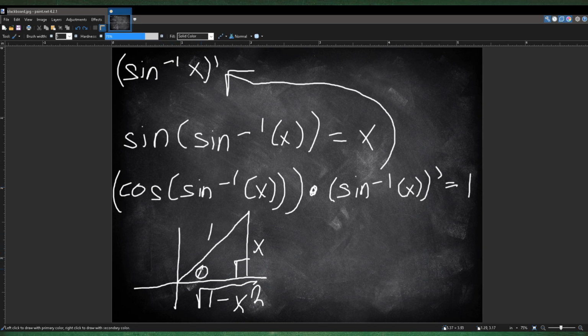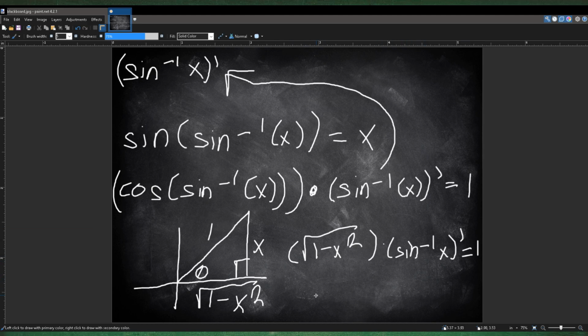So cosine of theta, right? Because we know theta is equal to inverse sine of x. So this entire thing right here, using this picture, which you could logically think about, is equal to just the square root of 1 minus x squared, right? This is cosine of theta, which is just adjacent divided by hypotenuse. So the square root of 1 minus x squared divided by 1 is just the square root of 1 minus x squared. Then multiply by the derivative of inverse sine of x, right? Its derivative is equal to that 1.